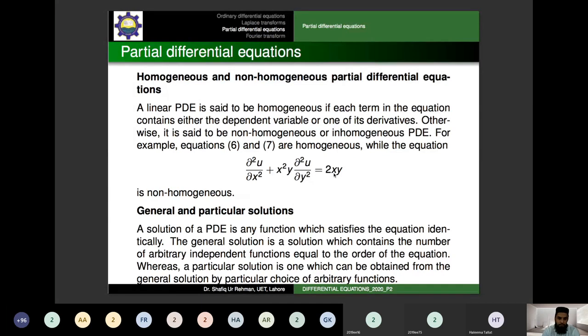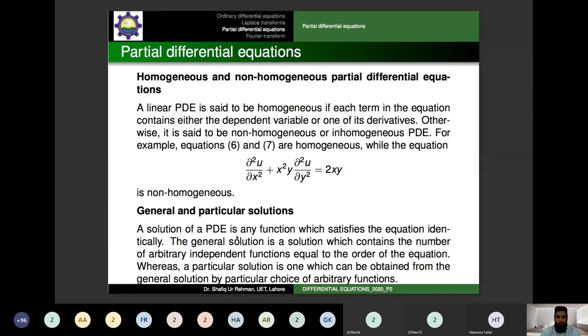General and particular solutions. So pretty much the same idea that we have discussed while talking about ordinary differential equations. A general solution is a solution having as many arbitrary constants as the order of the differential equation, and the solution obtained from the general solution by giving particular values to those arbitrary constants is going to be a particular solution. So pretty much the same idea.